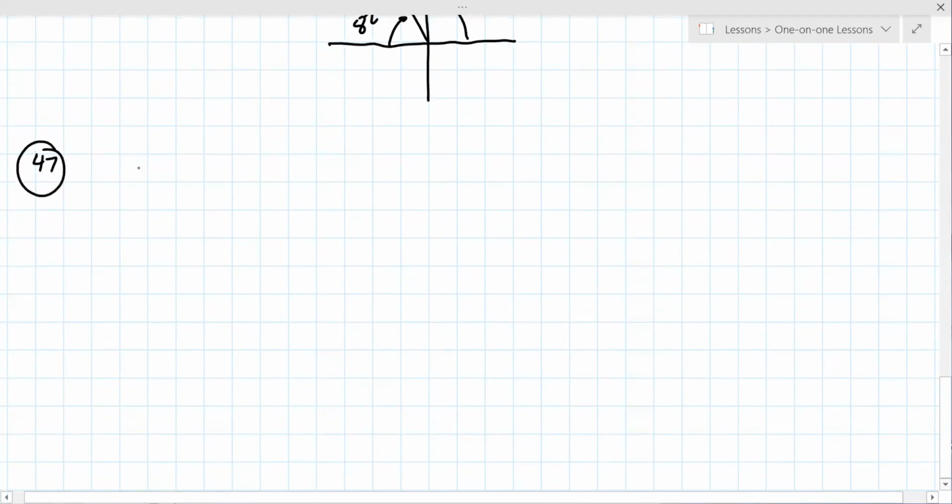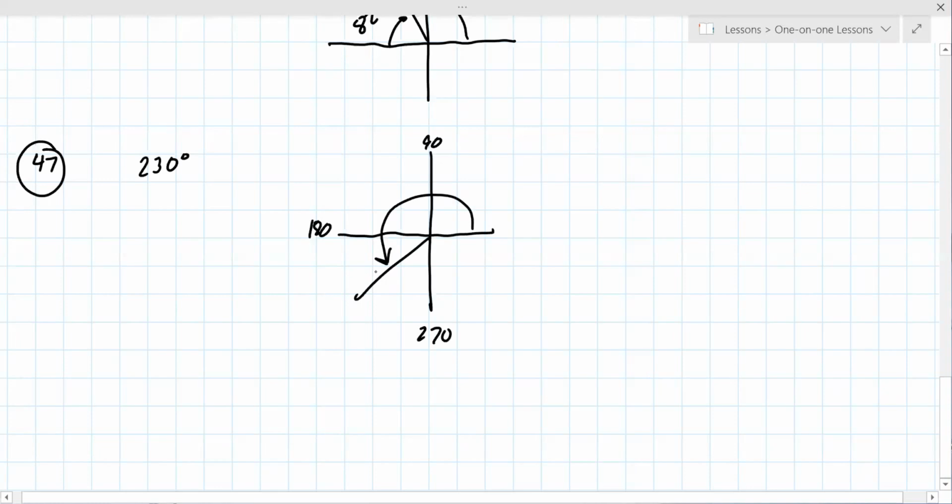47 is 230 degrees. So we draw our circle here. There's 90, there's 180, there's 270. So it's somewhere in here. That's 230, so it's too far. How far to go back? Well, 230 minus 180 equals 50 degrees. So 50 degrees here is your reference angle. It's the smallest positive angle made with the x-axis. Maybe I'll even type that in here if I can remember. There it is.